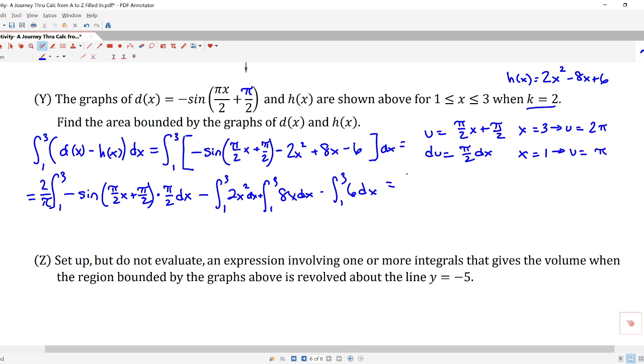Okay. So now let's go ahead and put the u in. So I get the integral from 2 to pi, 2 over pi times the integral from pi to 2 pi, negative sine u du. I'm just going to leave these here for right now, and then we'll integrate everything together.